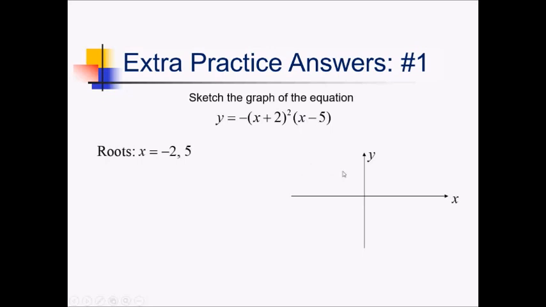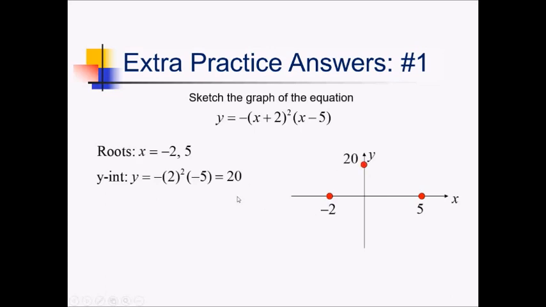Putting those on my graph, we've got -2 somewhere to the left of the y-axis, and 5 is somewhere over on the right. Not drawn to scale because this is just a sketch. Now we need the y-intercept as well. So to get that, we plug 0 in for all the x's up here. Basically, then you're going to have a negative, a 2 squared, and a -5 all getting multiplied together. So this is -4 times -5, which is 20. And that's somewhere above the x-axis.